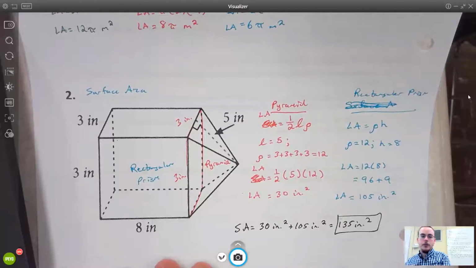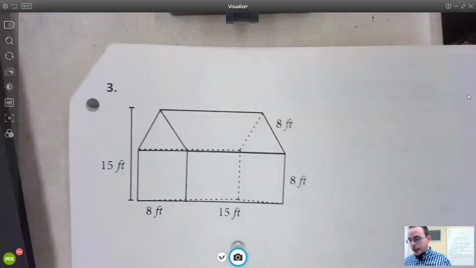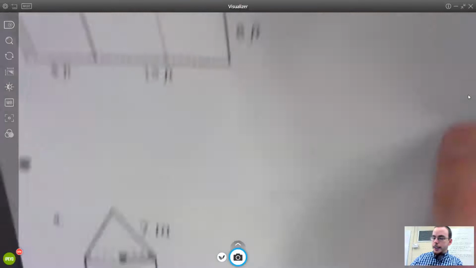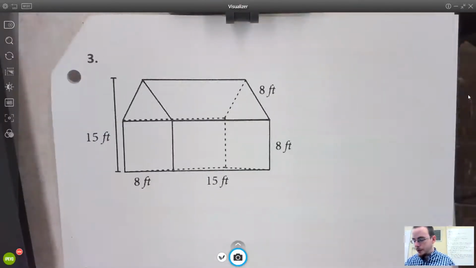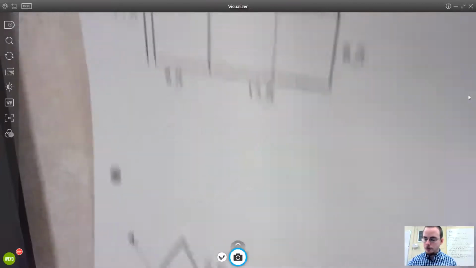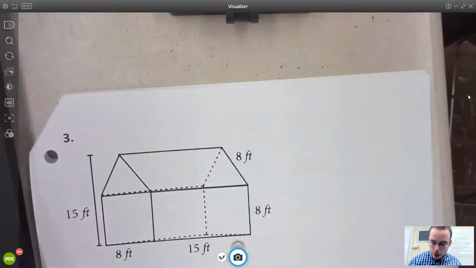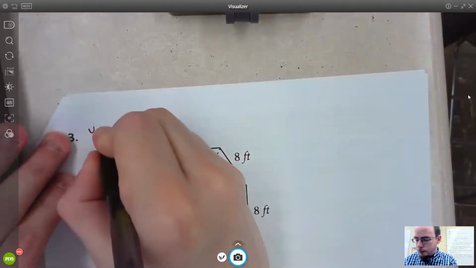Okay. And the last one we're going to do, there is a number 4, but we're not going to worry about number 4. So, you know, you can cross it out or whatever else. Number 3, we're going to find the volume for this shape.